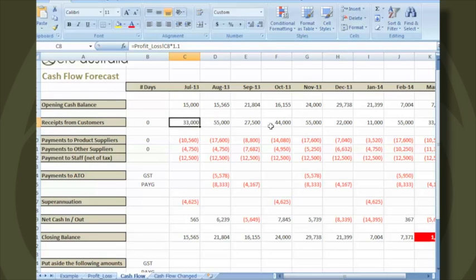As you can see here, we've got receipts from customers. Your customers pay you online at the time of purchase. As you can see, there's that $55,000 there before, whereas the revenue was $50,000. So obviously they're paying you for the GST at the time they're purchasing your product.